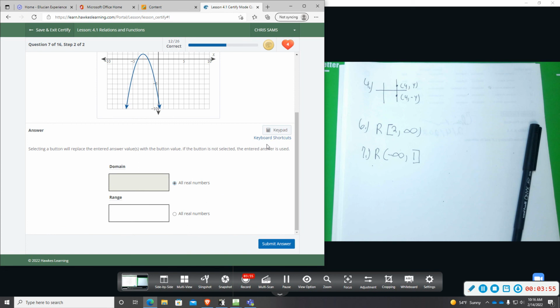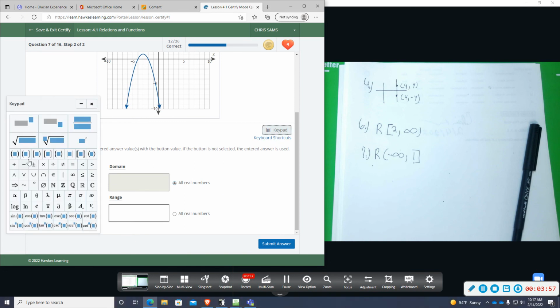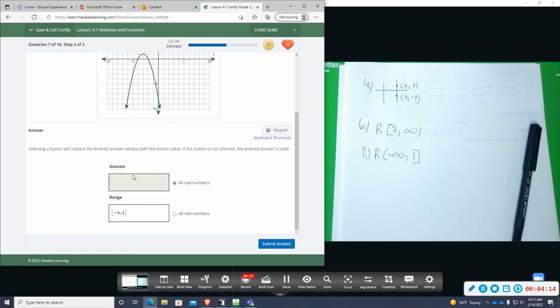And so this time, on the keypad, I need the left side to be open and the right side to be closed. Left open, right closed. Negative infinity to 1. Just to reiterate, you have to make sure that you put these in order from least to greatest. If you put positive 1 to negative infinity, that will be incorrect because this has to be in increasing order from smallest to largest.